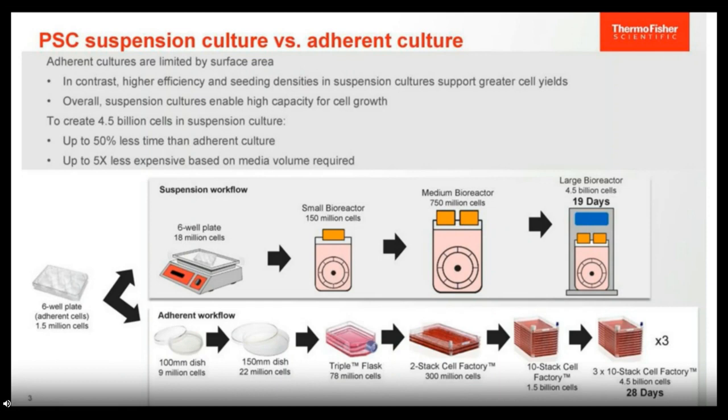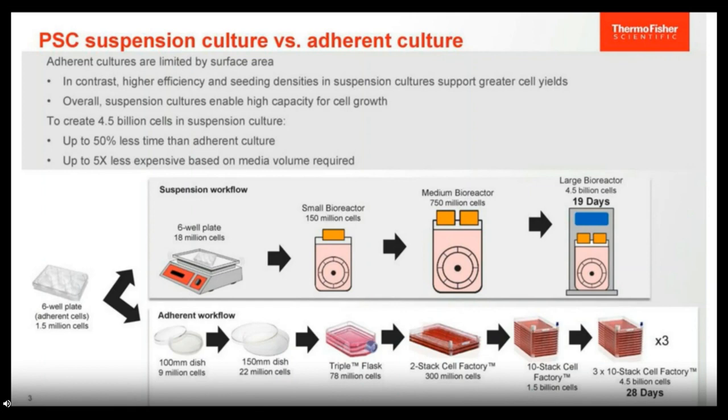So first, let's talk about why researchers want to utilize suspension culture. Adherent cultures are limited by their surface area and also by the confluency of the cells grown in that area. Whereas in contrast, suspension cultures are limited by volume instead of surface area. So this enables a higher capacity for growth in suspension due to increased efficiency and higher seeding densities.